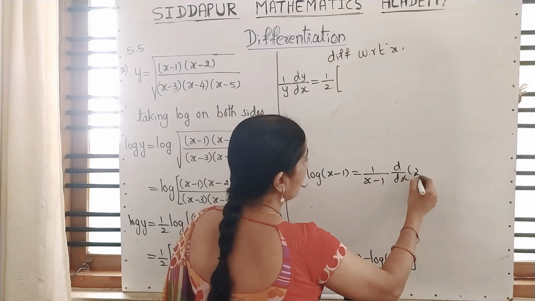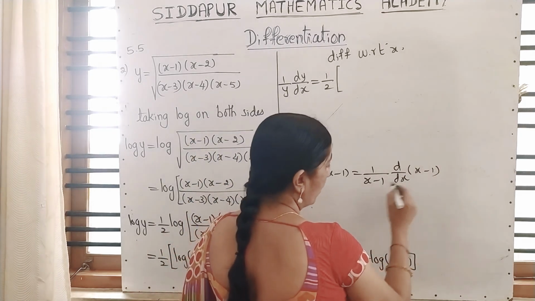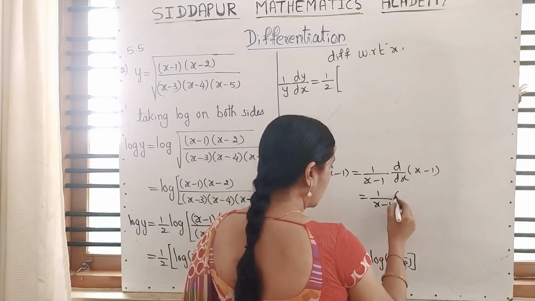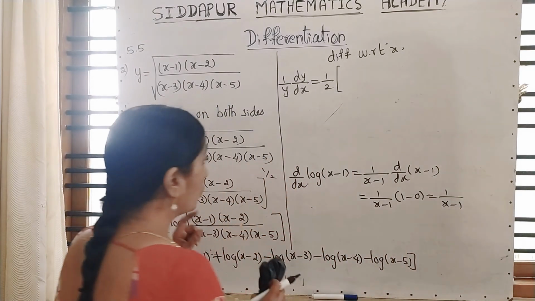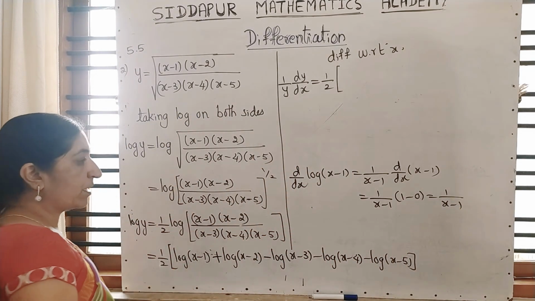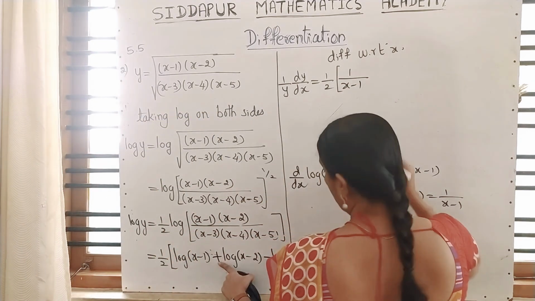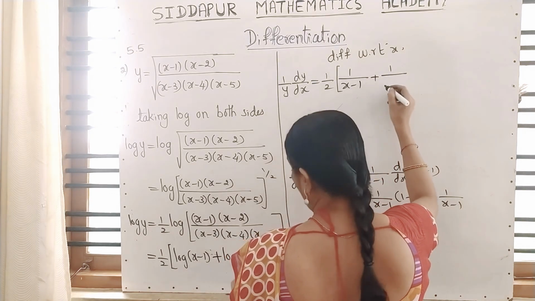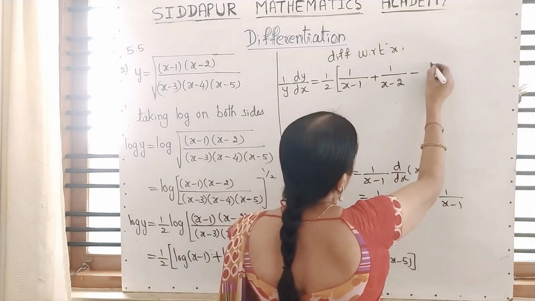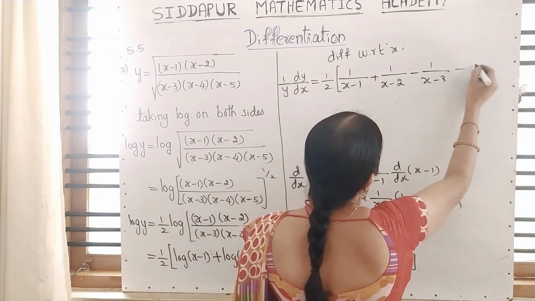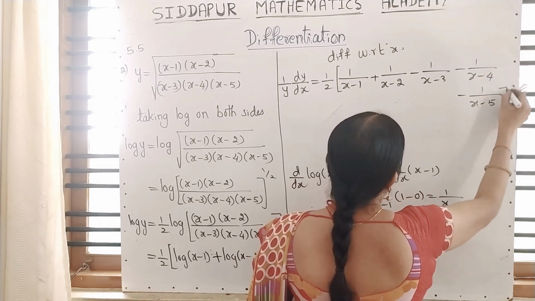No need to write this differentiation. Why? Because differentiation of x with respect to x is 1, and you are getting 1 upon x minus 1, 1 minus 0. That is nothing but 1 upon x minus 1. So that's why differentiation of log x minus 1 is simply you can write 1 upon x minus 1 plus differentiation of log x minus 2 is 1 upon x minus 2 minus 1 upon x minus 3 minus 1 upon x minus 4 minus 1 upon x minus 5.